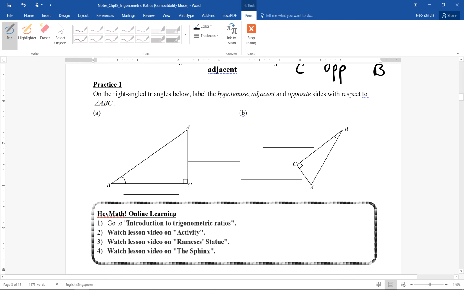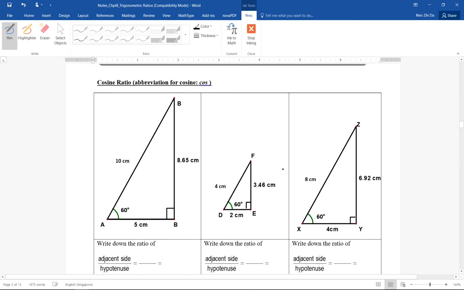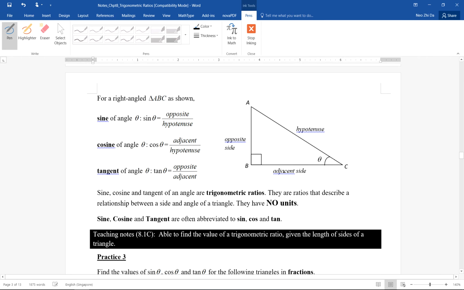Okay, so answer. This is your hypotenuse. Obviously, this one will be your opposite and adjacent. Right angle triangle here, so this is your hypo. This one opposite. This one adjacent. Okay, simple. Move on. We skip, not important until here.